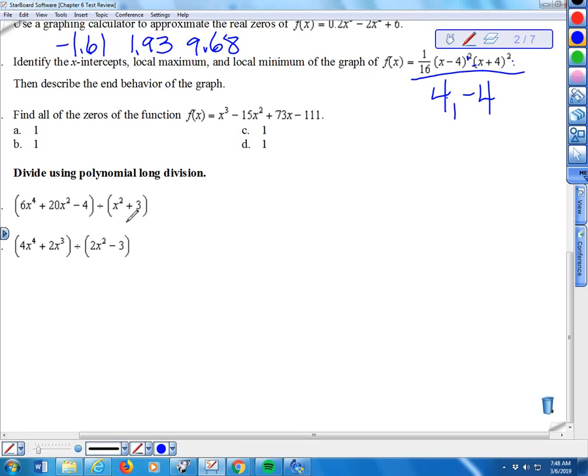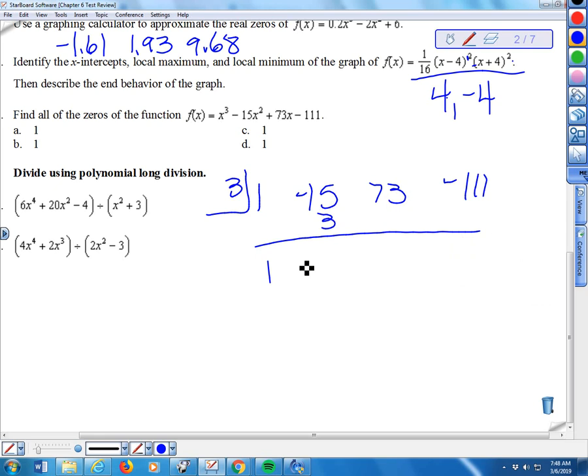Zoom, standard. Looks like 3. So I'm going to use 3 with synthetic division. 1, negative 15, 73, and negative 111. 1, 3, negative 12, negative 36. 73 minus 36, just to get going here, 37 times 3 is 111. So there it is. So then I'm left with x squared minus 12x plus 37.